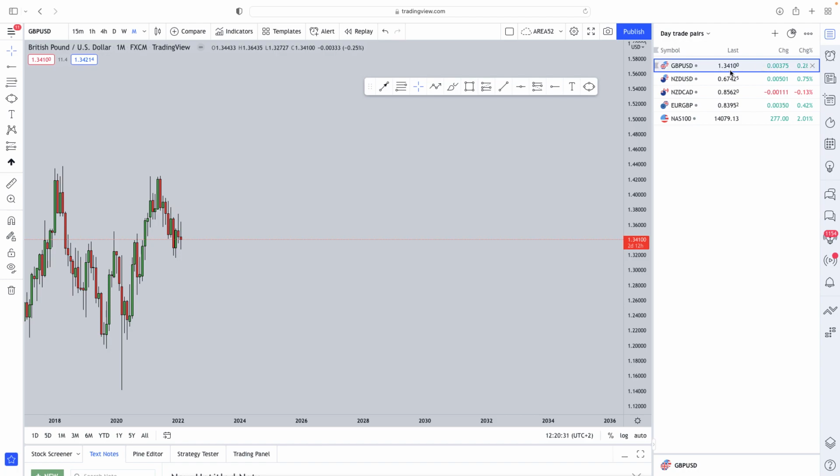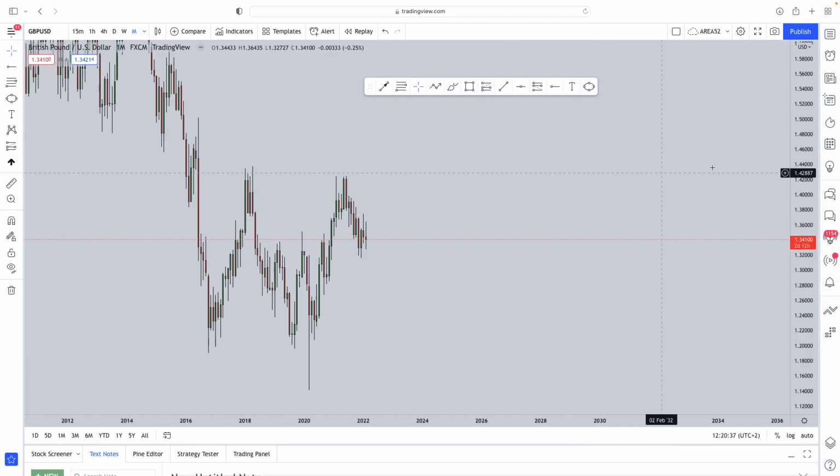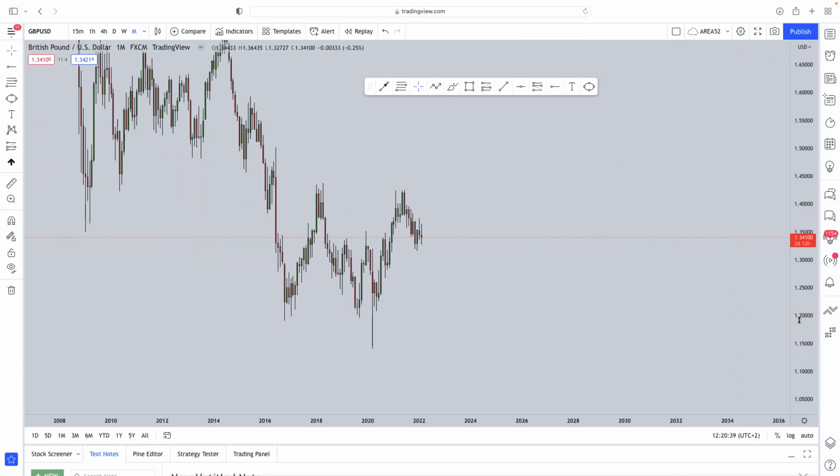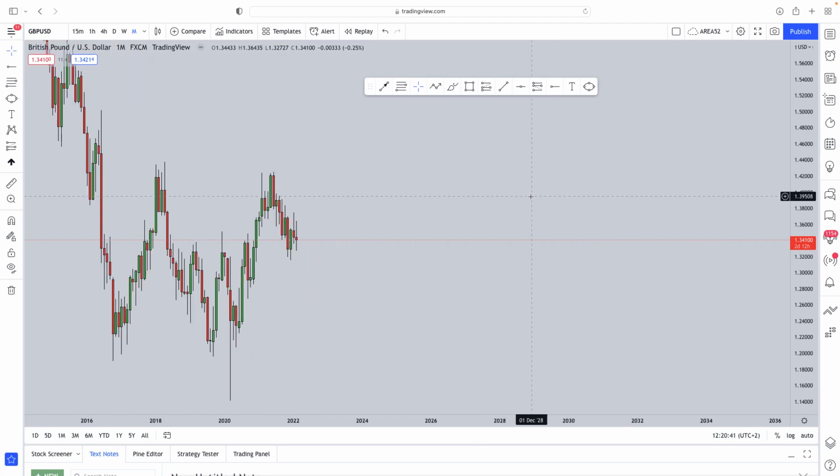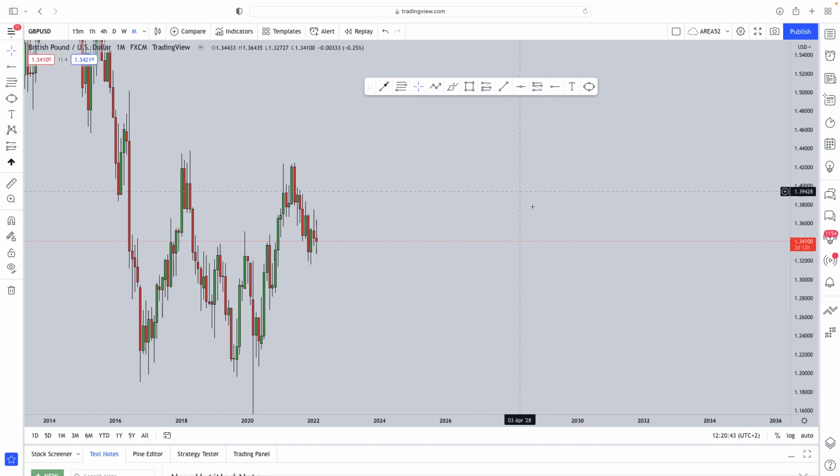This week, we'll be looking at GBPUSD, NZDUSD, NZDCAD, the EURGBP, and the NASDAQ 100 from a technical perspective. Now, starting with GBPUSD, starting on the monthly time frame, what do we see?